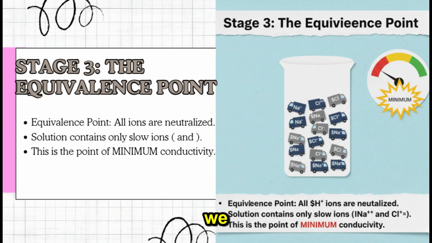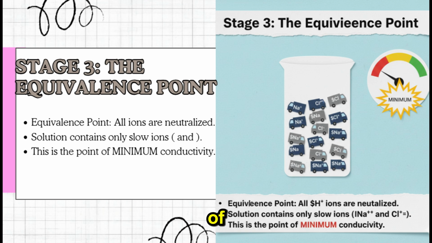Think about that. We are trading a sports car for a truck. What happens to the overall traffic flow? It goes down. The conductivity starts to drop sharply. This continues until we reach the equivalence point. This is the exact moment when we've added just enough NaOH to neutralize every single H+ ion. All the sports cars are gone. The highway is now filled with only the slow trucks, Na+ and Cl-.